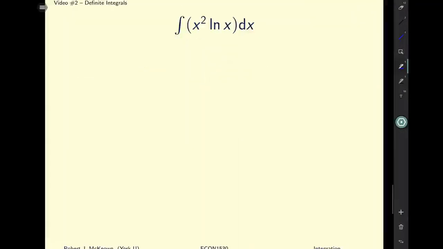Here's one for you. Press pause on the video, give it a try, use the formula for integration by parts, and see if you can get the right answer. When you're ready, press play, and we'll go through it together.